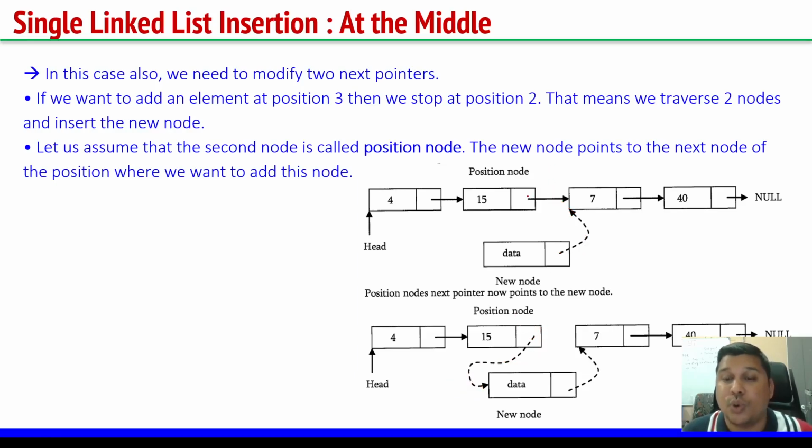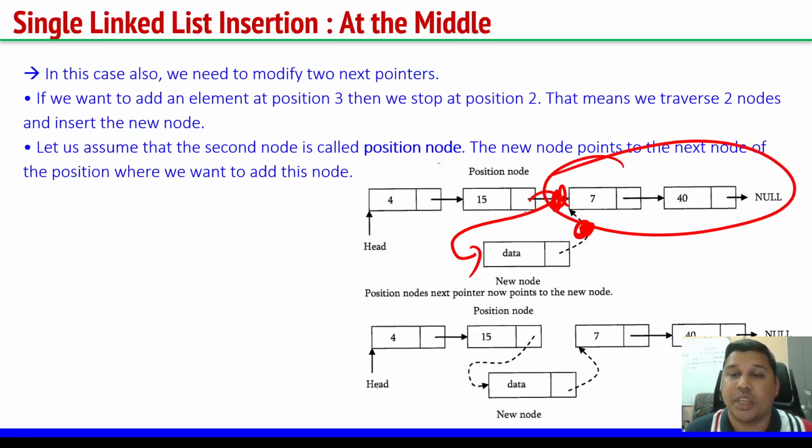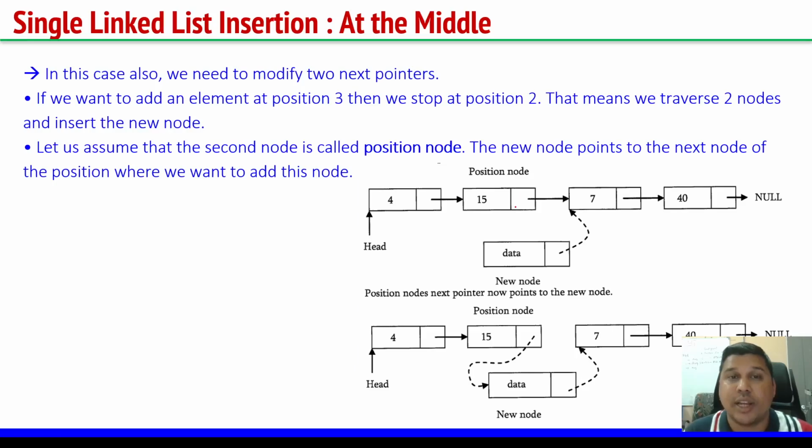Don't do this, don't break this first, don't bring it here first. If you bring this node here first, this chain does not exist, this chain is gone. So we lost this entire list, we do not have this list with us. The elements will be only 3. So that's why first point the new node's next to this node, then bring this to here. That way we can do it.